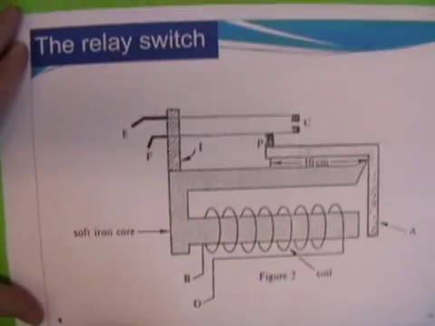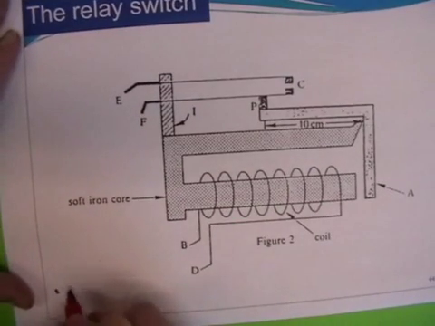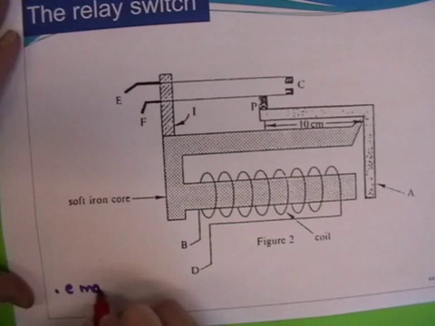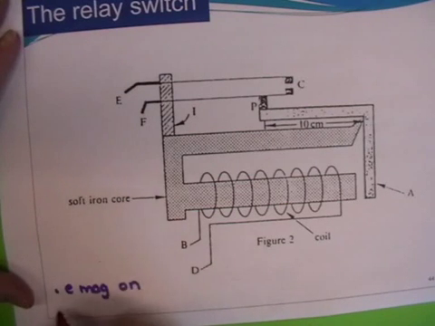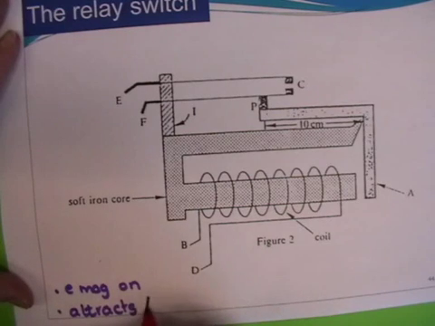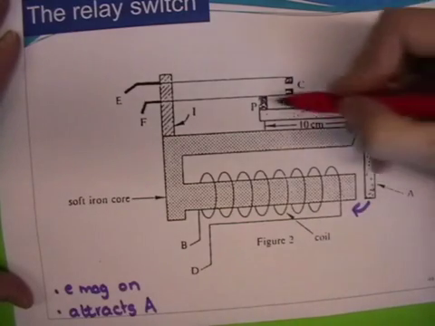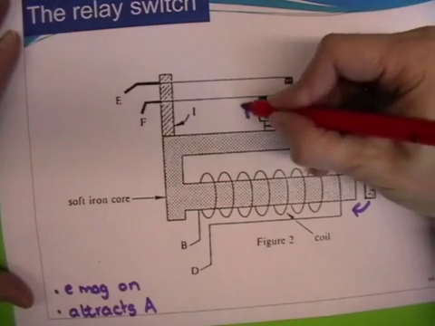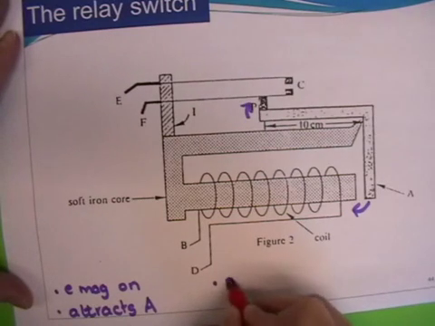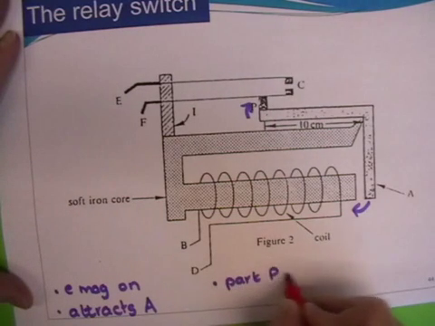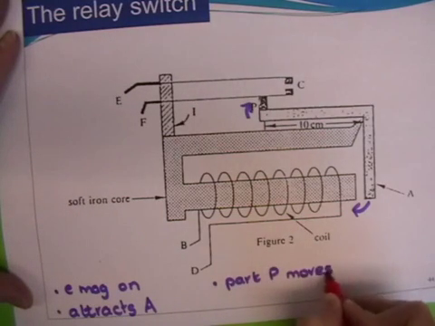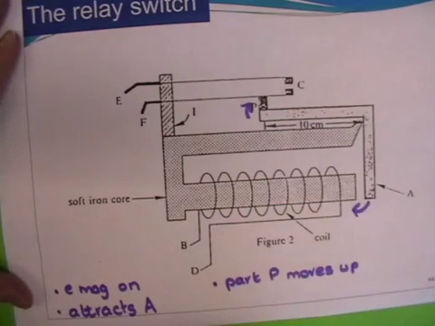So first of all, the electromagnet is on, switched on. What does that do? It attracts part A, so we'll say it attracts A. At the other end of A then, so as this moves down, then this is going to move up. So part P moves up because it's on a little pivot here, as you can see.